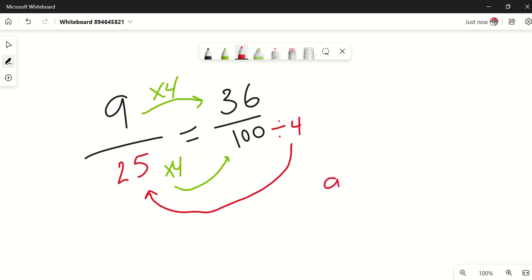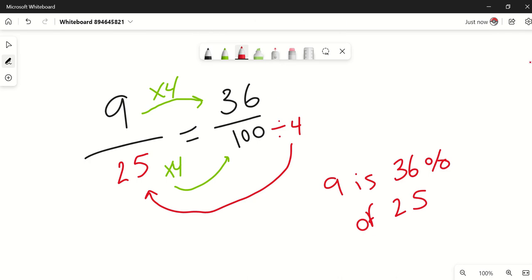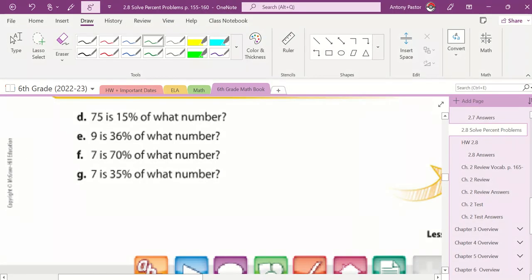So 9 is 36% of 25. Deep breath, and we continue on with our next example. Hopefully we're starting to get a hang of this.